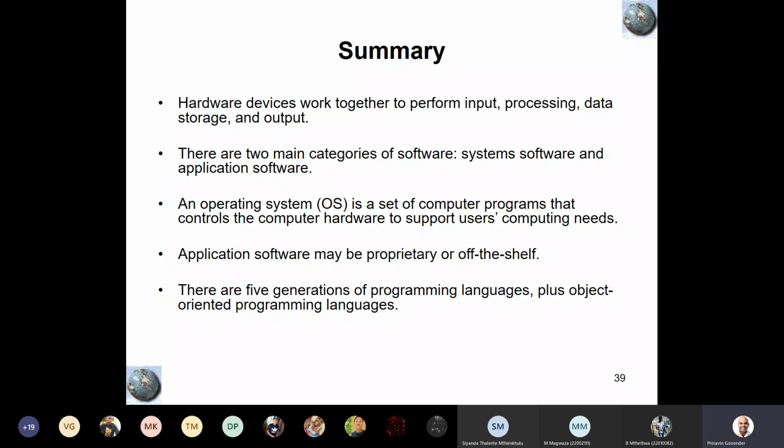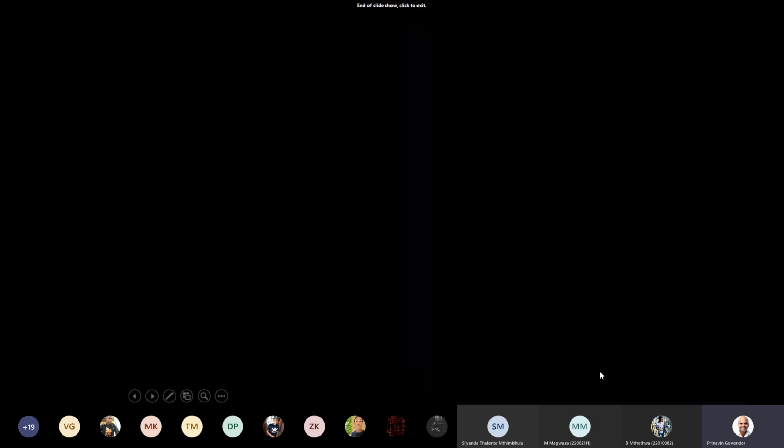There are a number of generations of computer programming languages. The computer programming language that we're going to be dealing with is either C or C++ programming. Okay, that basically concludes the PowerPoint presentation.